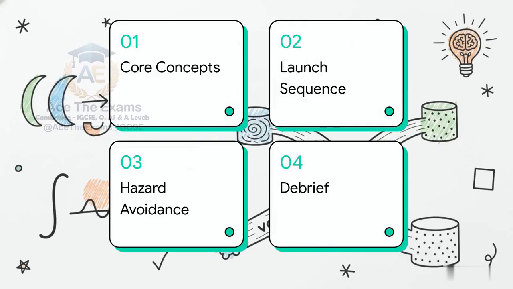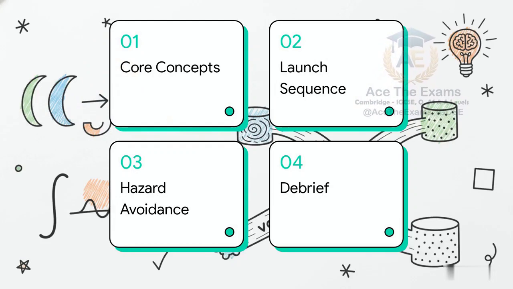To guarantee mission success, here is our official mission protocol. First up, core concept calibration. Second, we'll map out the launch sequence methodology. Third is hazard avoidance, spotting the traps. And finally, our post-launch debrief. Let's get right into it.